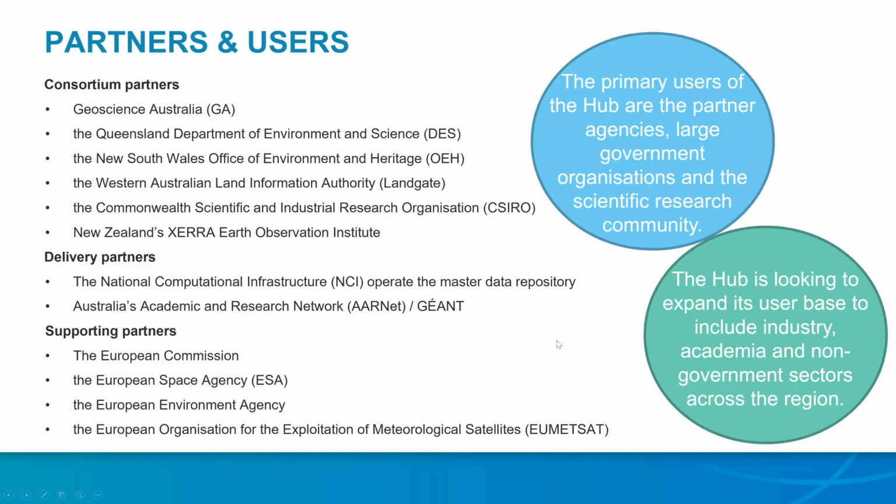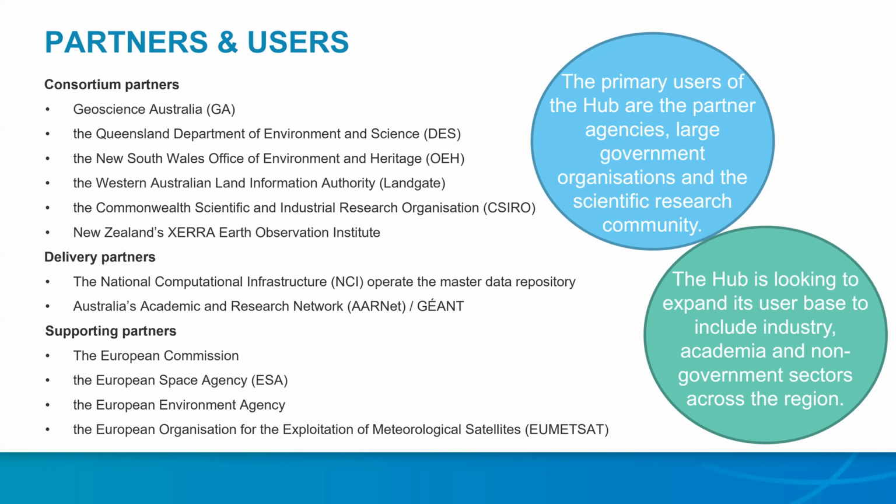Okay, so the partners and users that are part of the Hub, there's a number of consortium partners, including Geoscience Australia, the Queensland Department of Environment and Science, the New South Wales Office of Environment and Heritage, the Western Australian Land Information Authority, and CSIRO, as well as New Zealand's SARA. And then it's delivered in partnership with the National Computational Infrastructure, known as the NCI, which operate the Master Data Repository, as well as Australia's Academic and Research Network.